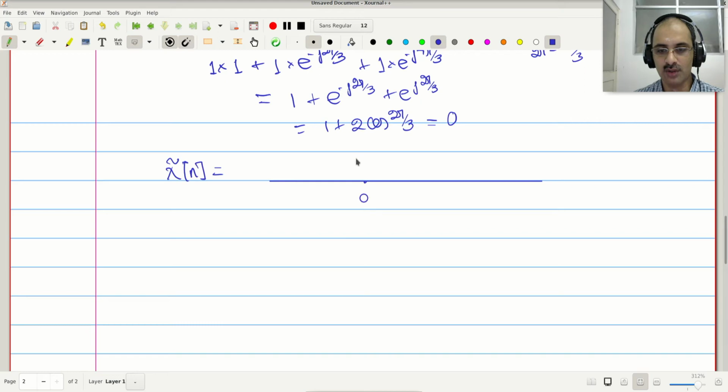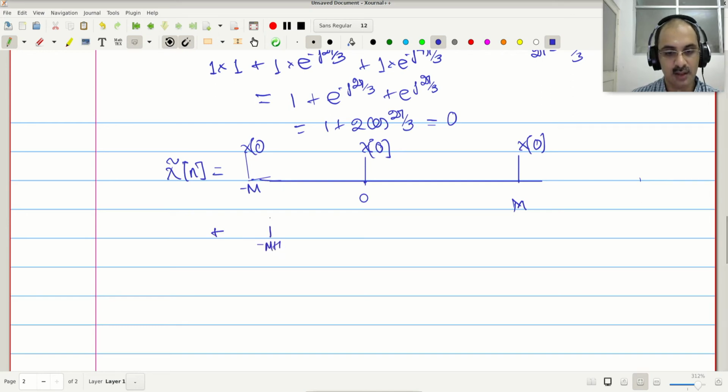Okay, at 0, the value is x0. At m, the value is x0. At minus m, the value is x0. At 2m, the value is x0, and so on. Plus, at minus m plus 1, the value is x1. At 1, the value is x1. At m plus 1, the value is x1.